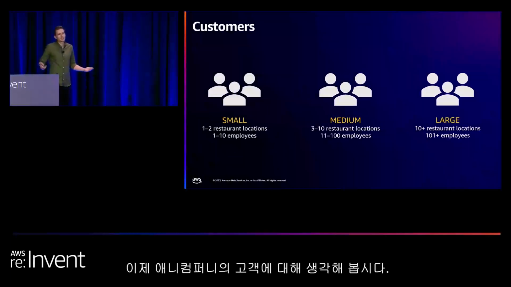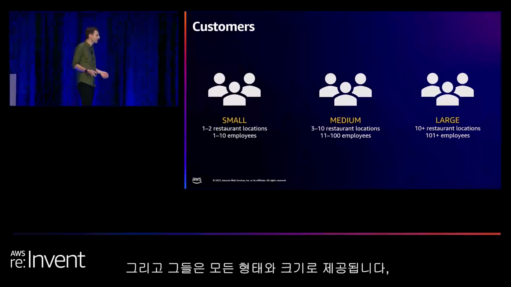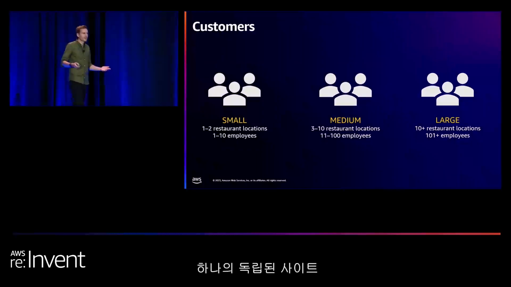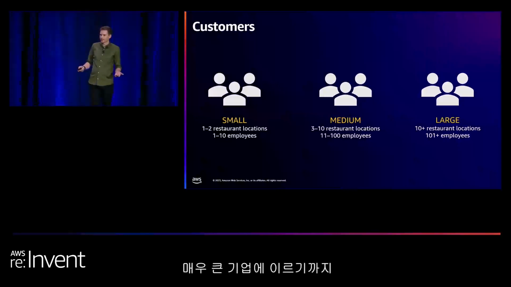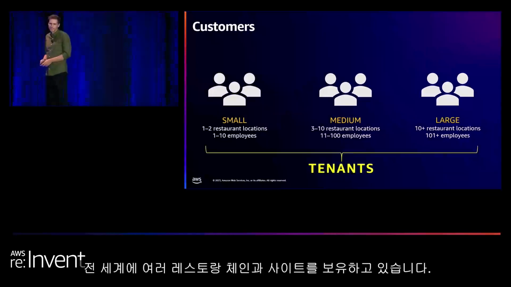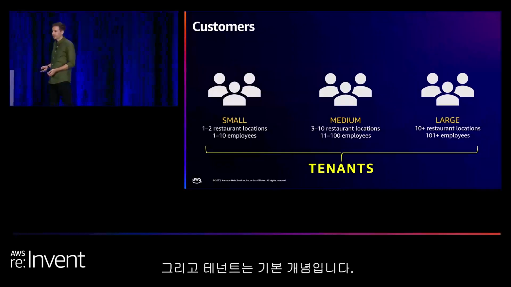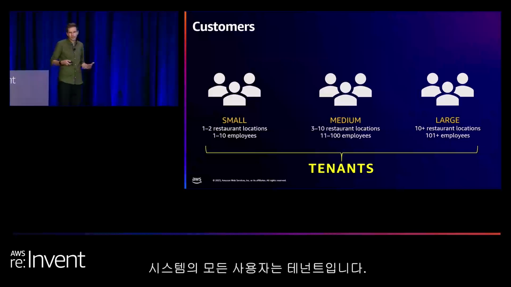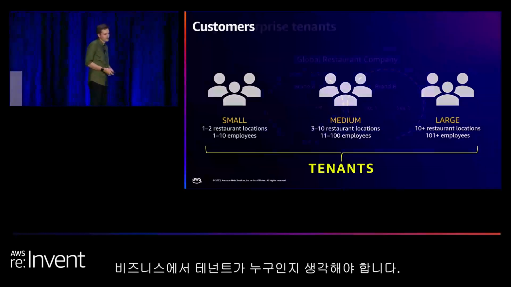Now, let's think about the customers of Any Company, right? These are restaurants, and they come in all shapes and sizes, anywhere from a very small organization that is just a single independent site with a handful of employees, all the way through to a very large enterprise which has multiple restaurant chains and sites around the world. Now, from now on, we're going to refer to these customers as tenants. And a tenant is a fundamental concept when building a SaaS application. Any user of the system is a tenant. You should think about who the tenant is in your business.